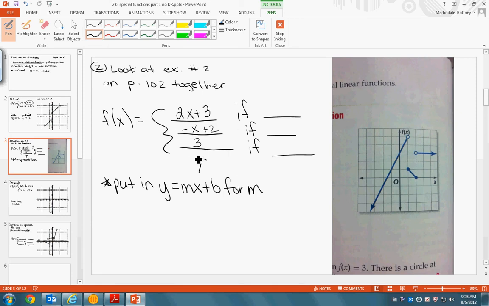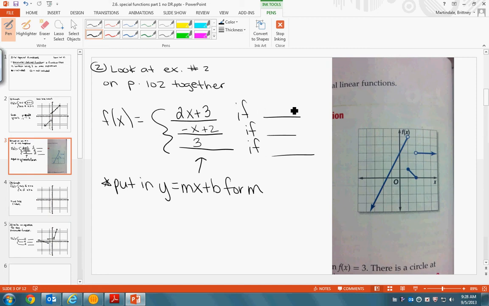So these are the equations of the 3 lines over here. You put it in slope-intercept form. If you know M and B, you just write it down. If you don't know M and B, you're going to have to find it by looking, counting, extending the line, whatever it is you need to do.